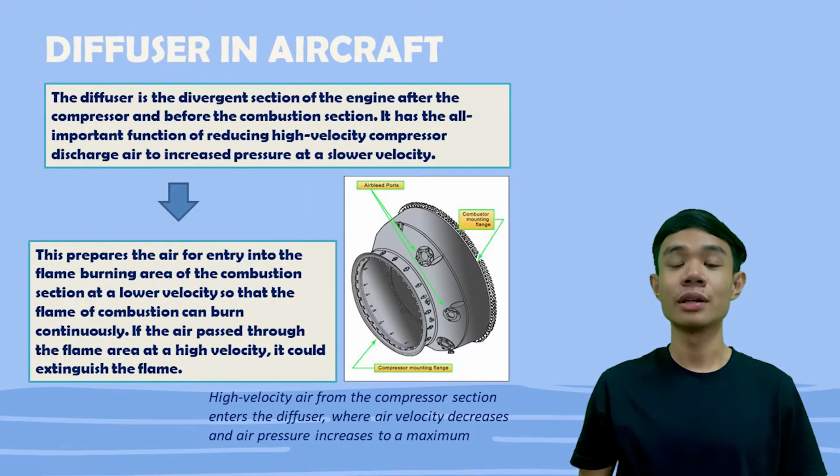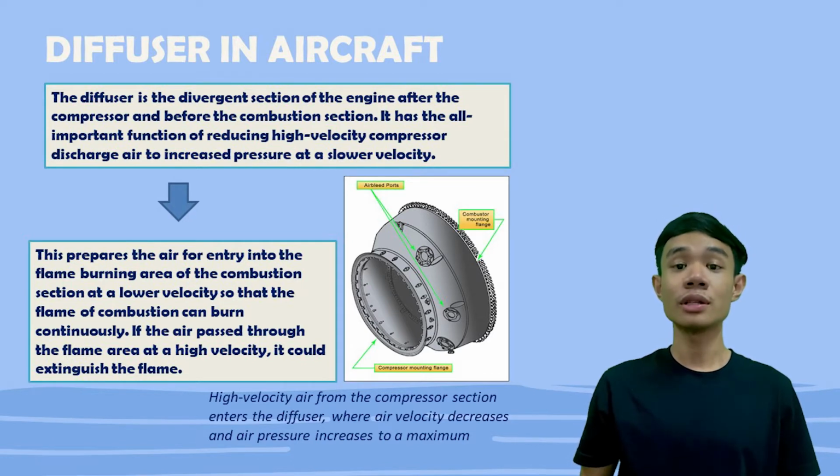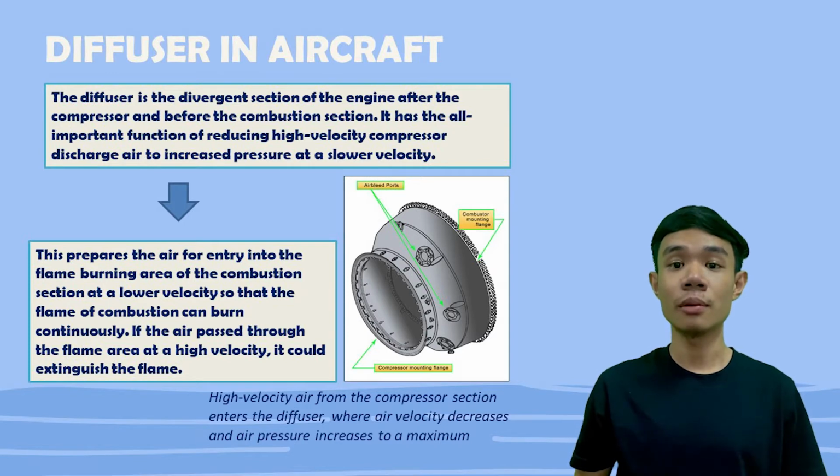Diffuser in aircraft. The diffuser is the divergent section of the engine after the compressor and before the combustion section. It has the important function of reducing high velocity compressor discharge air to increase pressure at a slower velocity. This prepares the air for entry into the flame burning area of the combustion section at a lower velocity so that the flame of combustion can burn continuously. If the air passed through the flame area at a high velocity, it could extinguish the flame.